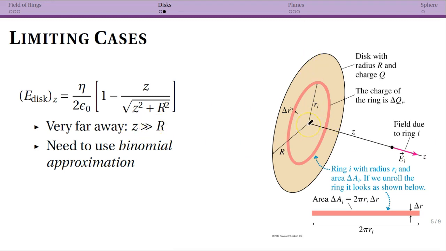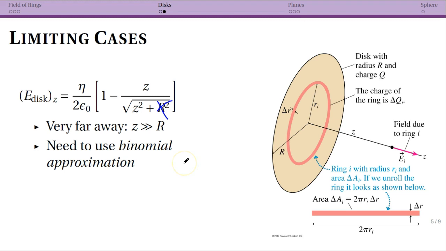Now, to actually do this out properly, you need to use the binomial approximation, because otherwise, if you just say, well, let me take r, make that go away, I'm left with square root of z squared over z is 1, 1 minus 1 is 0. Hey, my electric field is 0. That's not very helpful. So we can't do that.